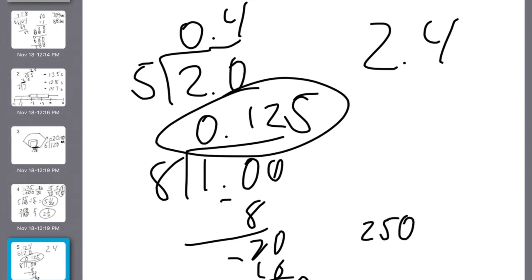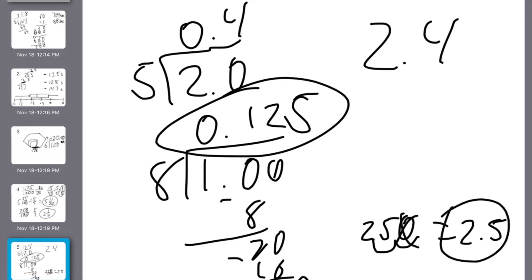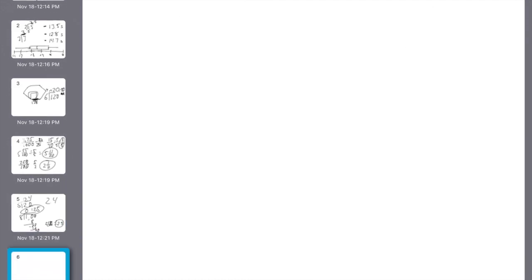And C, 250%. Remember, left twice. 1, 2 equals 2.5. I do not need that other 0 here, guys. I cross it out when I write it. 2 5/10.